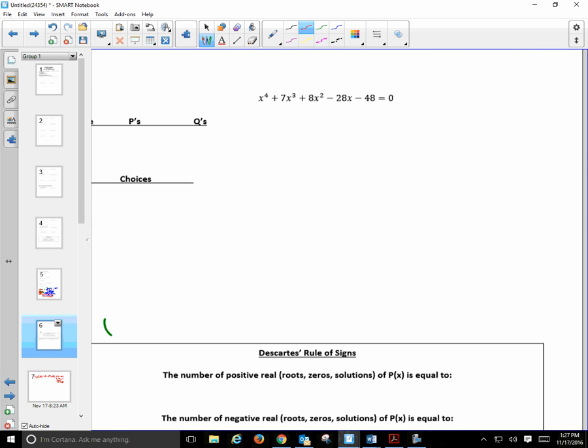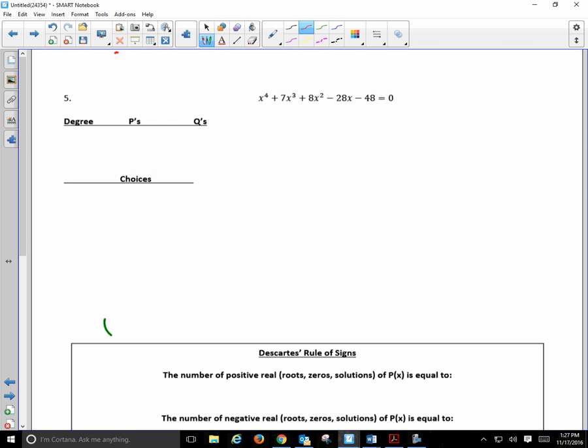Flip it over. What's different about this one? Degree 4, yep. So Q's are just going to be 1, but what about the P's? 1, 2, 3, 4, 6, 7. Very good. So Lolly sees that we've got a lot of P's going on here, and we're going to have to write them as plus or minus for our choices.